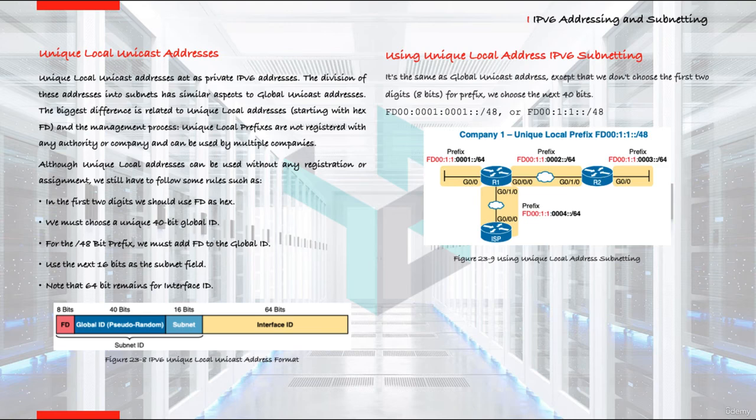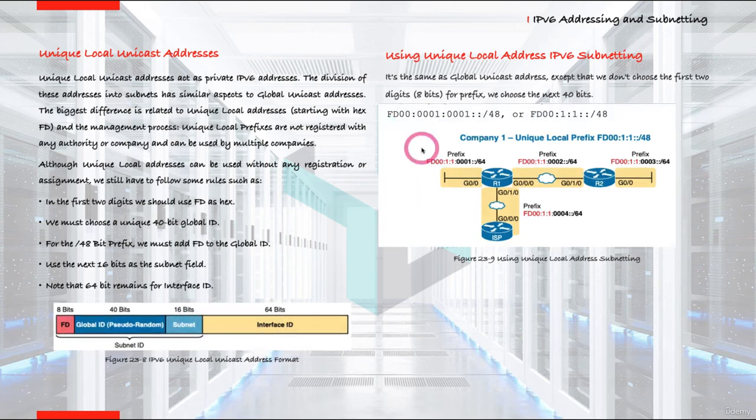The first value is 4 bits, the second value is 4 bits. We have to add the total 8-bit FD value to the beginning, then we can specify the 40-bit global ID ourselves. The first 48 bits will be our global prefix route, the next 16 bits will be the subnet ID, and the rest will be the 64 bits as the interface ID.